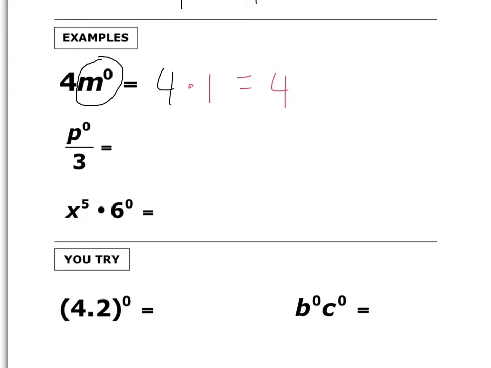Let's look at the second one. We have p to the 0, and of course we know anything to the 0 power is 1. And we have 1 over 3. That one's pretty quick. Third one, let's try a different color. We have x to the 5th times 6 to the 0. Anything to the 0 power is 1, so we have x to the 5th times 1, and anything times 1 is itself. So we have x to the 5th.